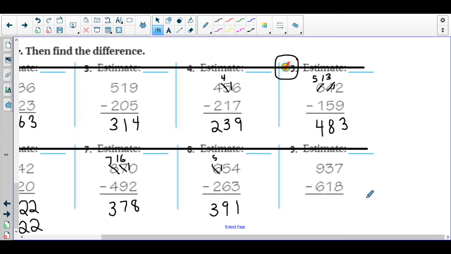And finally, 937 minus 618. All right, top number, smaller than the bottom number. So I need to borrow from my neighbor. Borrow 1, so it becomes 1 less. Add 1. So 17 minus 8 is 9. 2 minus 1 is 1. And 9 minus 6 is 3. 319.